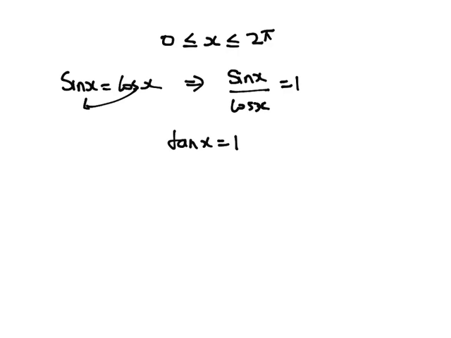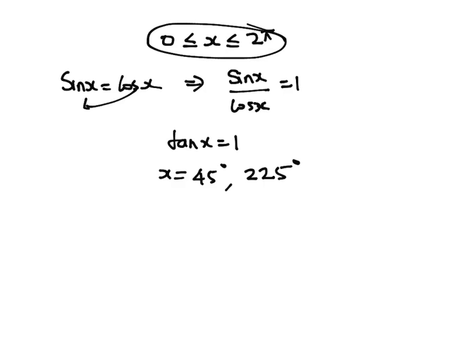Now we know that tan 45 is 1, so x has to be 45 degree. One answer is 45 degree. And we also know that tan is positive in the third quadrant also. So third quadrant is 180 plus 45, which is 225 degrees. But here I have given the interval as between 0 and 2 pi. So it is better that you write the answer in radian.